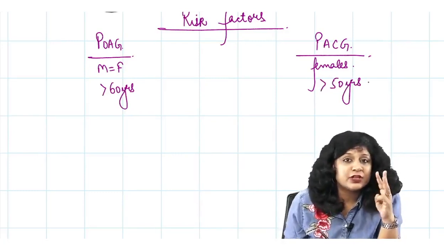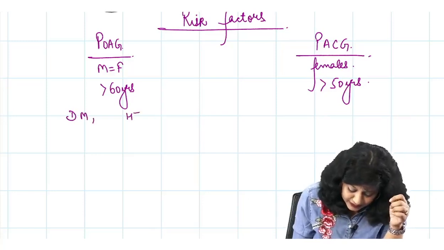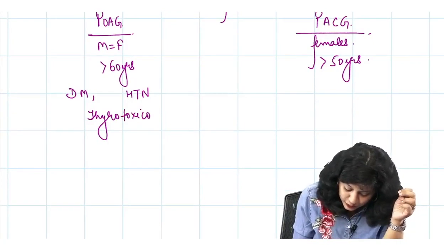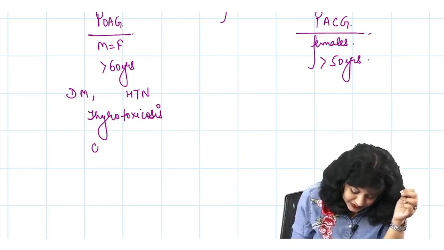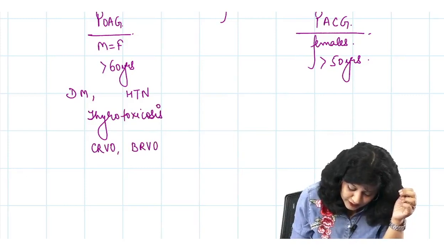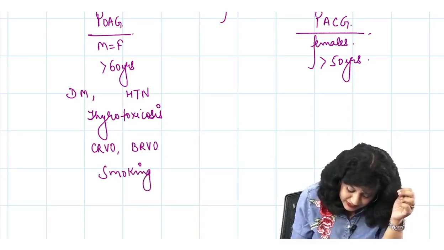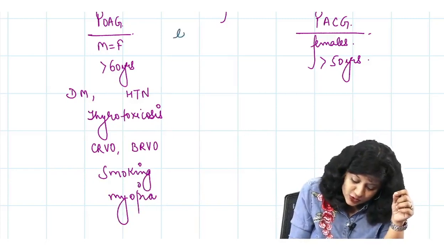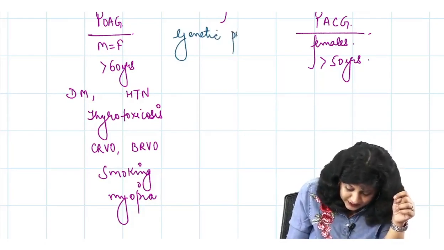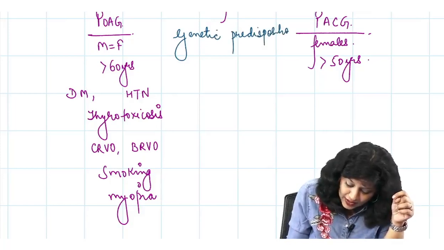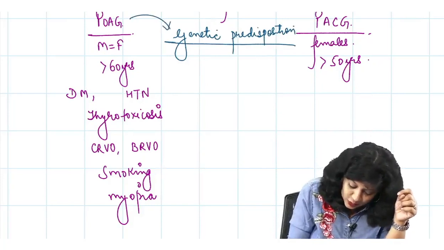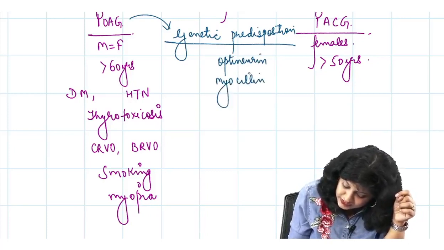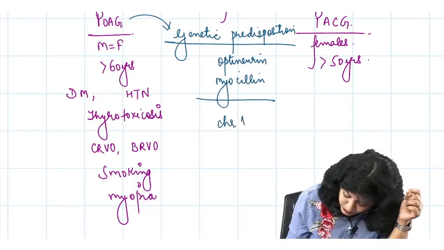Then what are the risk factors for open angle glaucoma? We have diabetes, we have hypertension, both of which are given in the question. Then we have thyrotoxicosis. Then we have CRVO or BRVO, we have smoking and myopia. Then all those people who have a genetic predisposition, because glaucoma usually runs in families. In open angle glaucoma, there are two genes responsible, optineurin and myocilin. They are located on chromosome number 1.